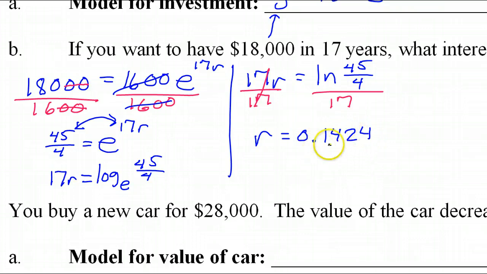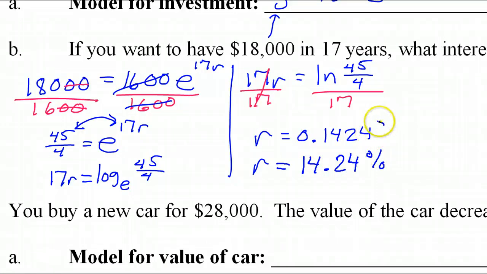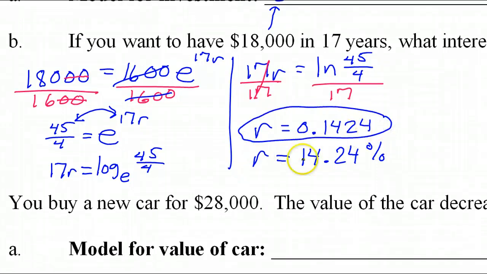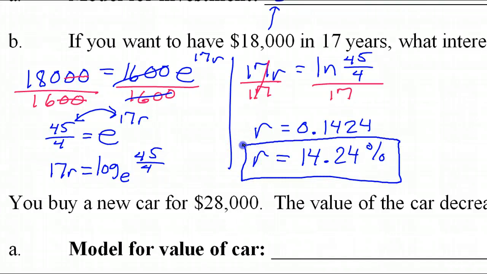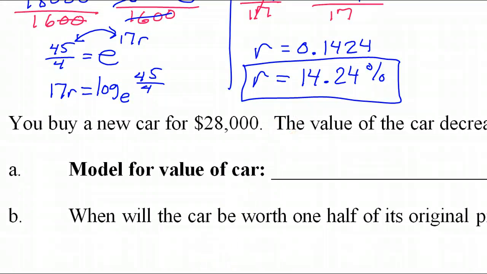Alright, notice how I'm using 4 decimal places. That's because when you give me a rate back, I need it to be a percent, and so I'm going to need extra decimal places, because when I move this decimal, I'm going to get 14.24%. If you just give me 14, I'm going to mark it wrong. I need the extra decimals. I need the nearest hundredth. So 14.24%. And you can't just leave it like this either. You have to give me the percent when you're finding a rate. Mandatory. Okay. So that was it for that one.